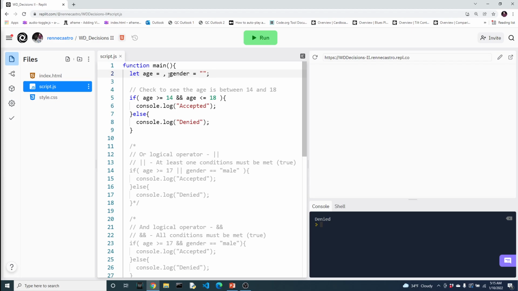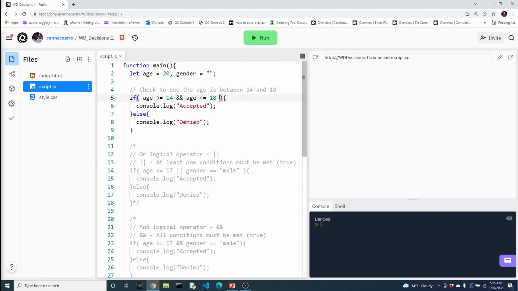Now let's go on the other side. Let's say 20. So age is greater than or equal to 14. Well, yeah, 20 is greater than or equal to 14. But remember, this is an and logical operator, which means both sides need to be met. And 20 is not less than or equal to 18, so we get denied.